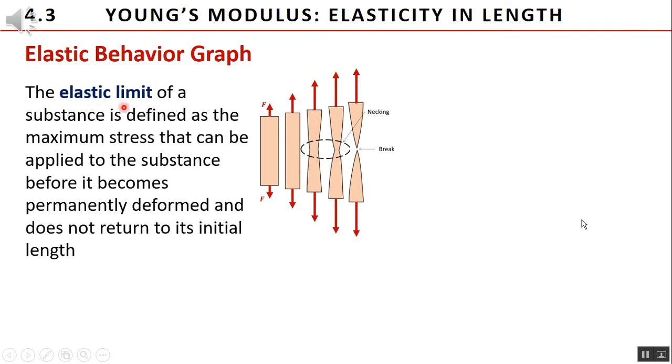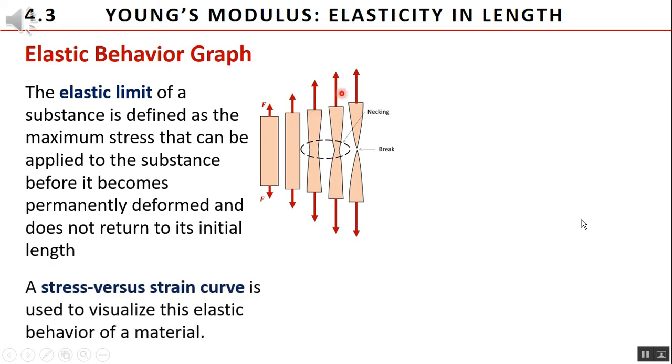The elastic limit of a substance is defined as the maximum stress that can be applied to the substance before it becomes permanently deformed and does not return to its initial length. Any additional stress will cause permanent deformation on the body. A stress versus strain curve is used to visualize this elastic behavior of a material.